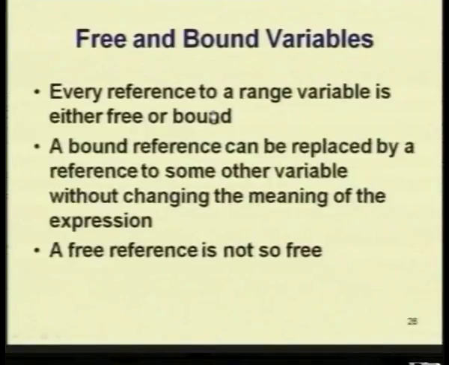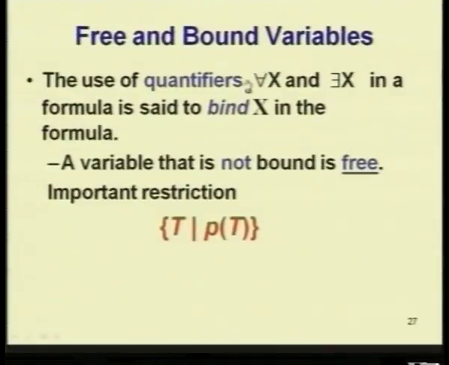Now, we were discussing tuple relational calculus and the well formed formulas. We are going to talk about free and bound variables. Every reference to a range variable in the well formed formula can be free or bound. A bound reference can be replaced by a reference to some other variable without changing the meaning of the expression, and a free reference is not so free. If you use the quantifiers for all x or there exists an x, which we have discussed a little bit before, in a formula, then we say that x has been bound. A variable that is not bound is said to be free.